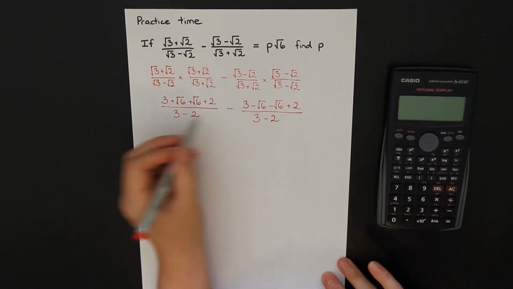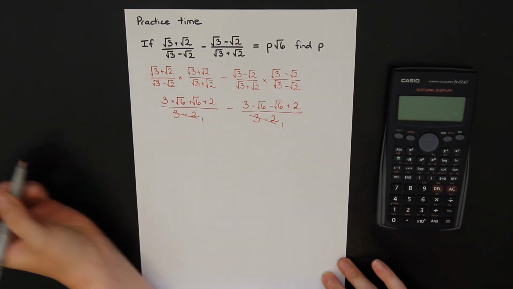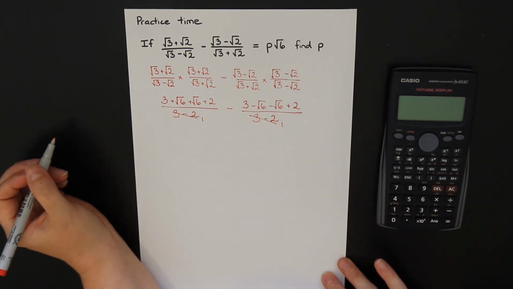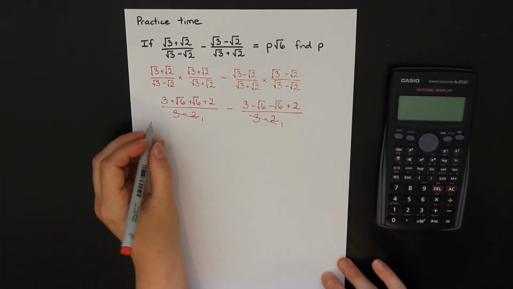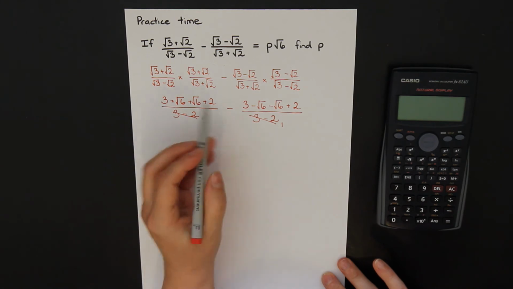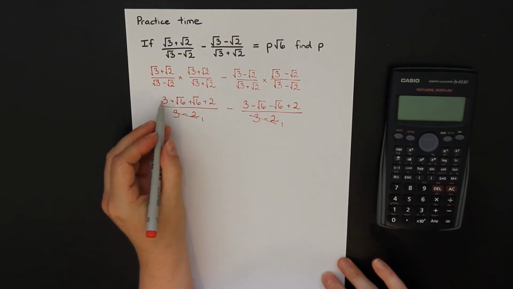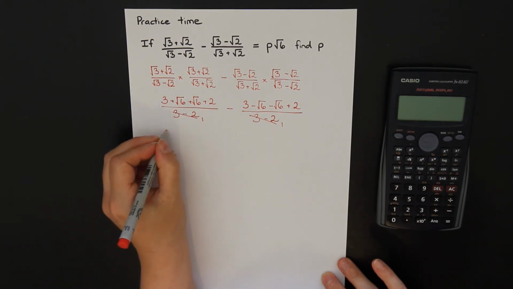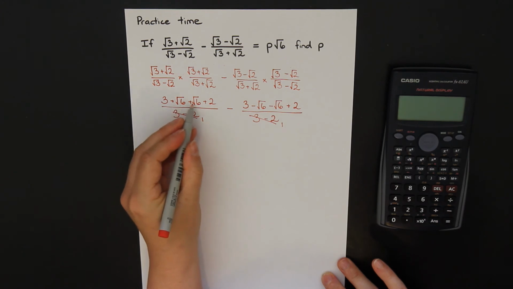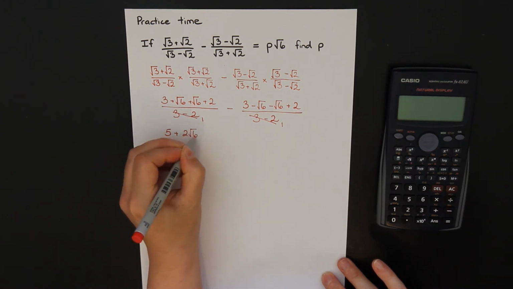Now 3 minus 2 for both of these is actually just a denominator of 1. So I really don't have a denominator left at all. So all I need to do is collect up a few things here. Again, be careful because we have a minus sign. So let's do each fraction part separate. 3 plus 2 is 5. Root 6 plus root 6 is a 2 root 6.